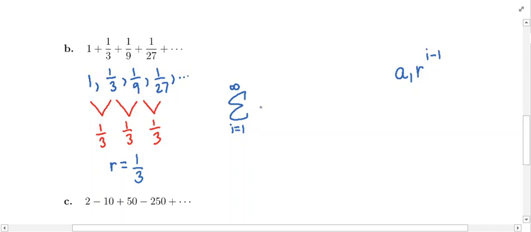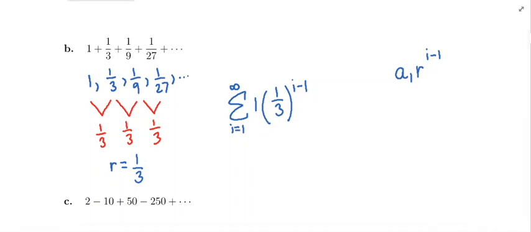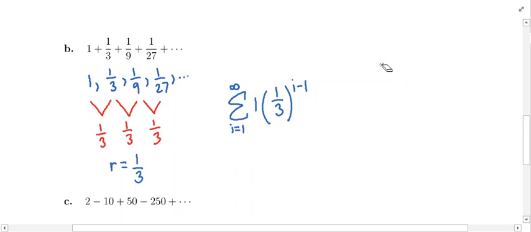So the first term here is 1. The r value is 1/3. You could generate the terms of this particular sequence or series using this summation notation. Basically 1/3 raised to the i minus 1 power. That's the expression here for generating the terms of the sequence or series. It's just good to be in practice of doing this.